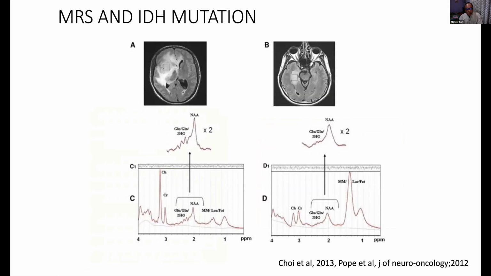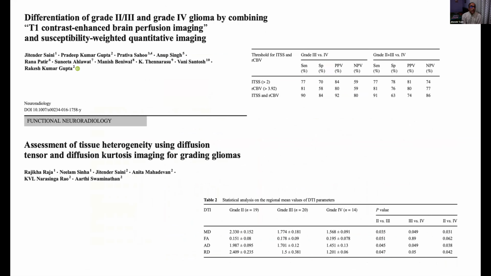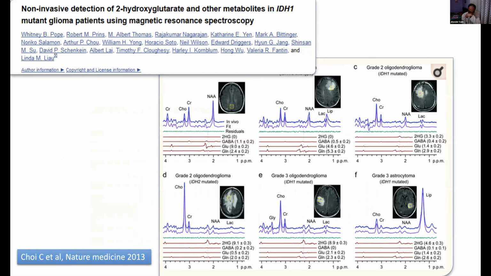MRS is one method which can clearly show the presence of hydroxyglutarate, and it can help us to make a diagnosis of IDH mutation. You can directly see the hydroxyglutarate peak, and again you can see another spectroscopy which shows this particular peak. It has been used in the clinics and in some of the research modes. It has not yet reached regular clinical practice because of the intricacies attached with this spectroscopy technique.